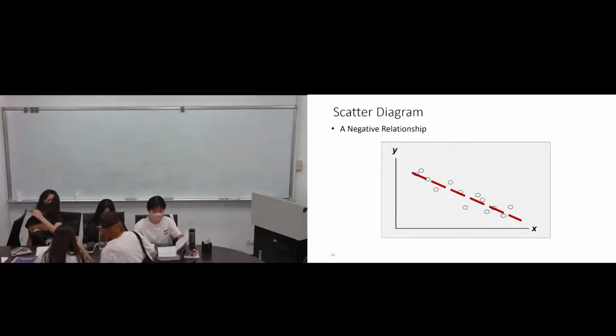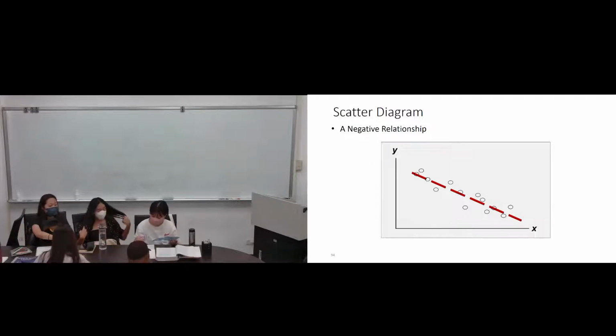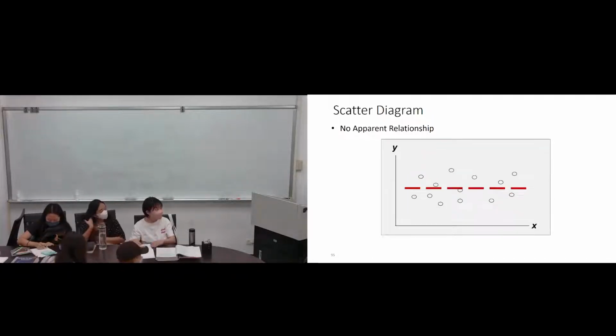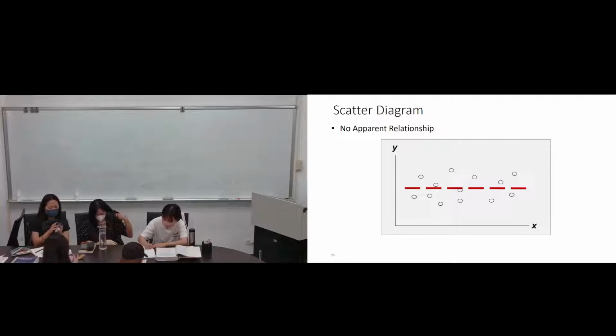In this diagram, when the value of x increases, the value of y decreases. So there is a negative relationship between x and y. In this diagram, when the value of x increases, the value of y stays at the same value. So we just draw the horizontal line, which tells us there is no relationship between x and y.